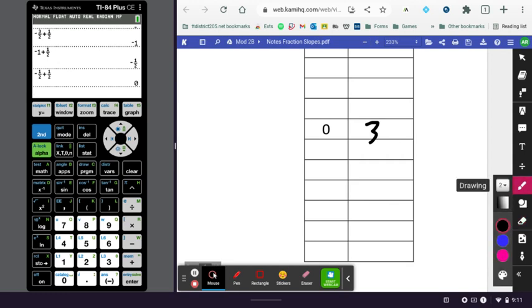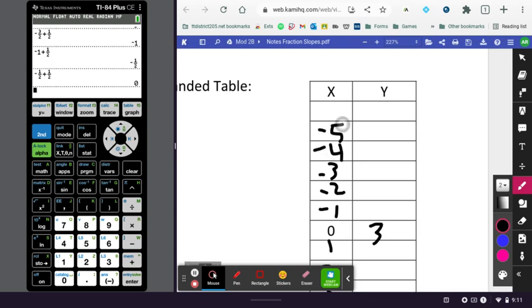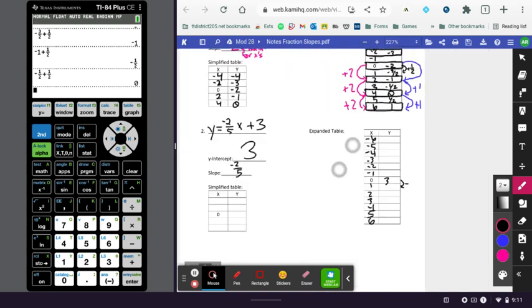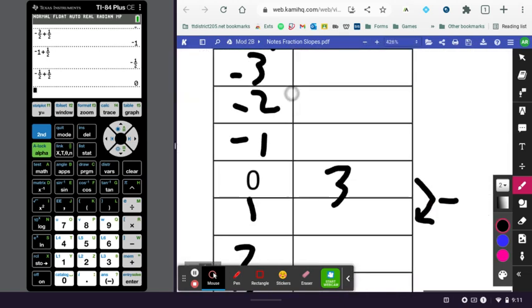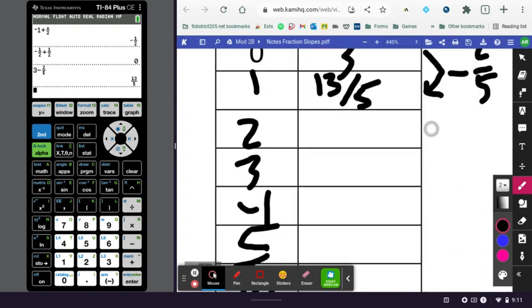So we got 1, 2, 3, 4, 5, and 6. Then we have -1, -2, -3, -4, -5, -6. And our slope, aka our common difference, is subtracting 2/5. So using my calculator, 3 minus 2/5 is going to give us 13/5. Well, that is an ugly fraction. So we want to go until we find a nice fraction.